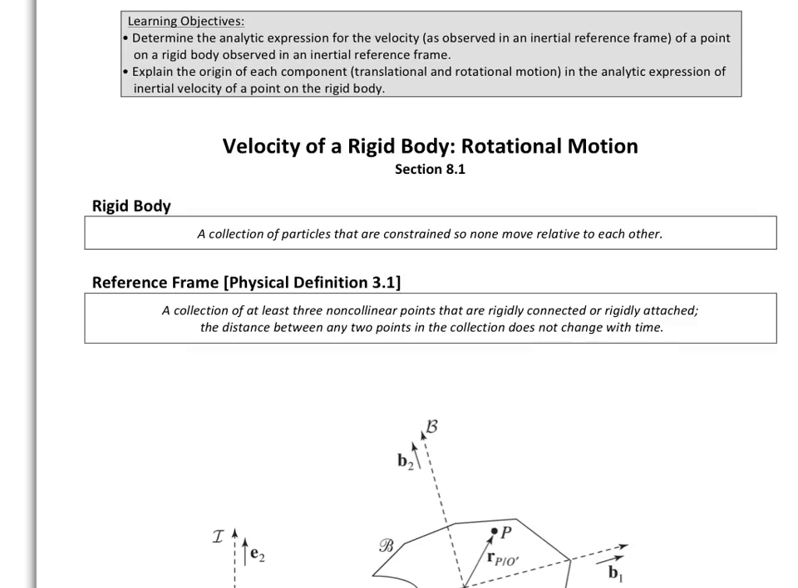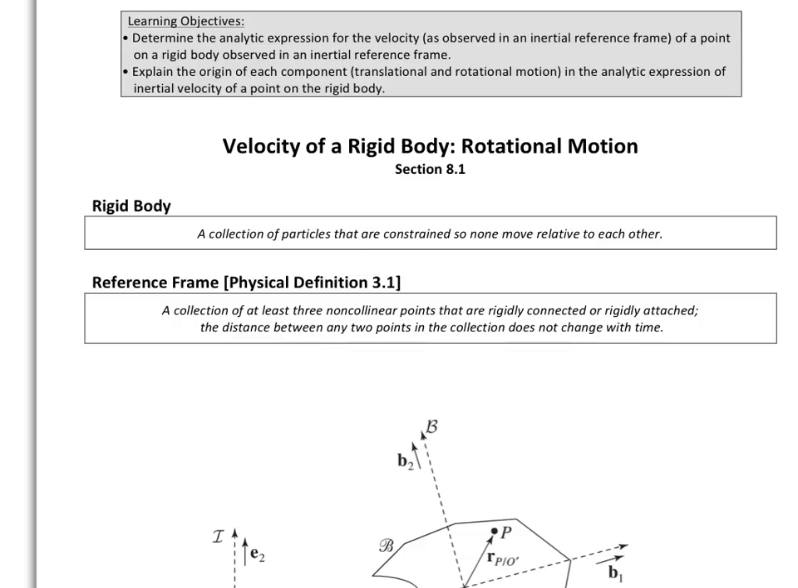Hey folks, in this video we're going to discuss rotational motion of a rigid body. Simply, a rigid body is defined as a collection of particles that are constrained so none move relative to each other. Now this should be ringing some bells because it's strikingly similar to the physical definition that we applied to a reference frame in Chapter 3.